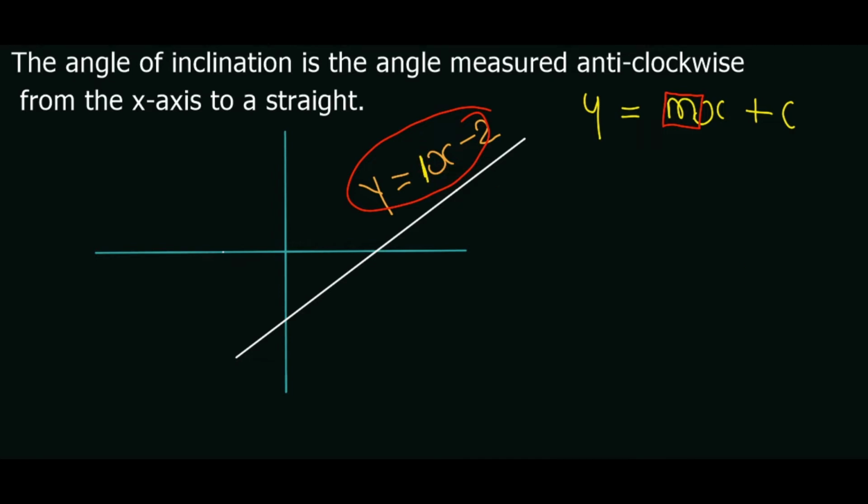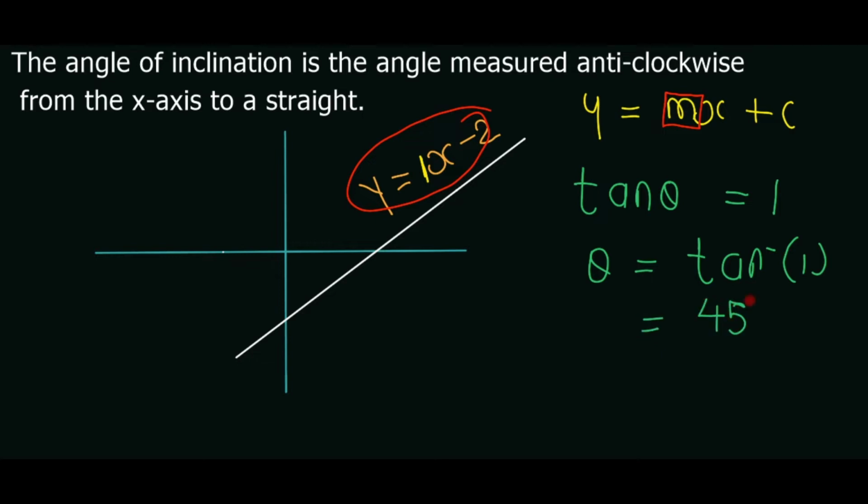So we're going to find the angle of inclination. We'll do the same thing. Tan theta is equal to 1 because our gradient is 1, and from there we'll find our angle. Shift tan 1, and therefore the angle of inclination is 45 degrees. So we create this angle measured anti-clockwise.